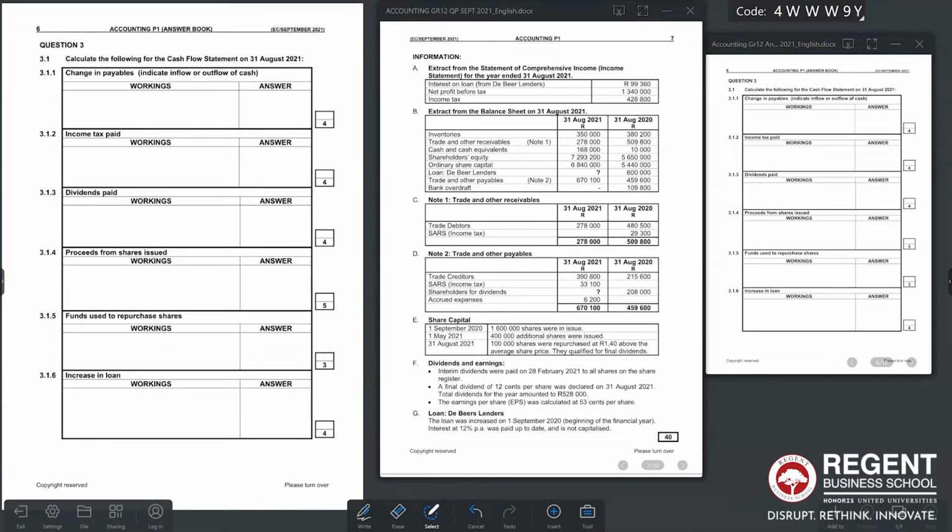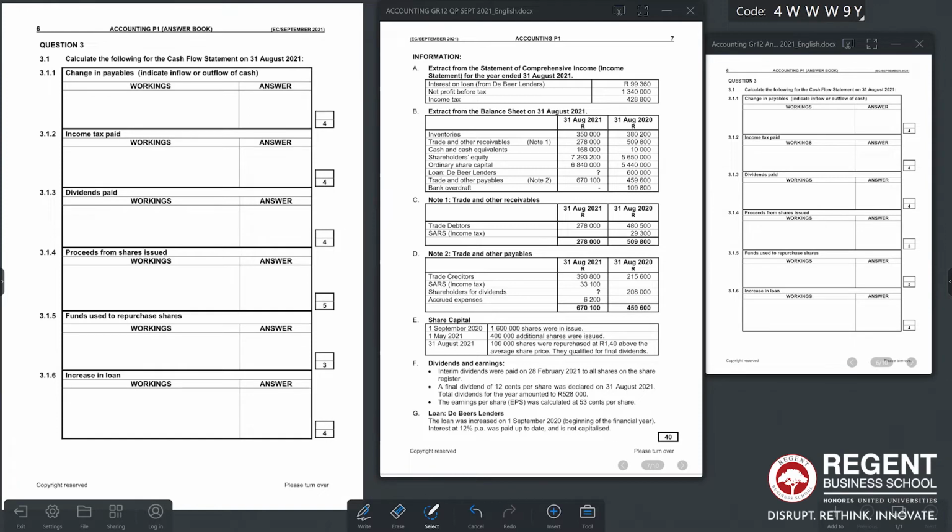If payables, on the other hand, decreases, it means you paid your creditors. That's an outflow. You only need to think logically. That's all I'm asking you to do. If you were owing somebody 100 rand and now you owe them 60 rand, it means you paid them 40. Money left your business. Right, now that's the first thing. Now let's look at the question. You want changes in payables.